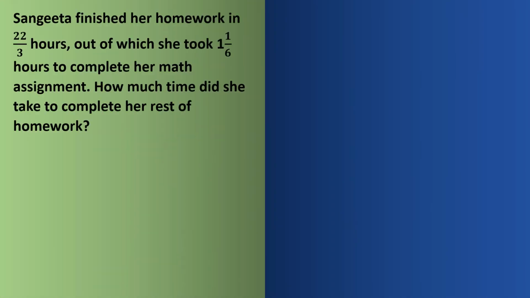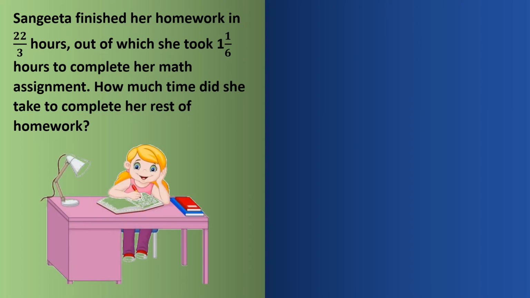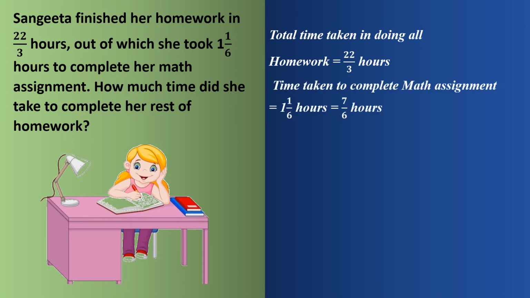Next, Sangeeta finished her homework in 22 by 3 hours, out of which she took 1 and 1 by 6 hours to complete her math assignment. How much time did she take to complete the rest of her homework? So what you need to do? At first, total time taken in doing all homework is 22 by 3 hours, out of which time taken to complete the math assignment is 1 and 1 by 6 hours. Converted into improper, 6 1s are 6 plus 1, 7 by 6 hours.